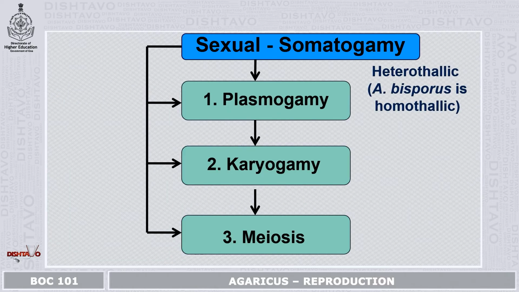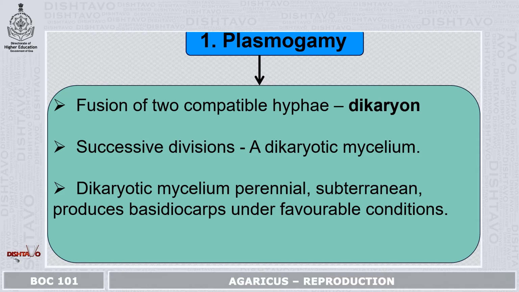Sexual reproduction in Agaricus takes place by a method called somatogamy. Most of the species in Agaricus are heterothallic, except for Agaricus bisporus, which is homothallic. Somatogamy is achieved through 3 steps: plasmogamy, karyogamy, and meiosis. Plasmogamy is the fusion of 2 compatible hyphae.